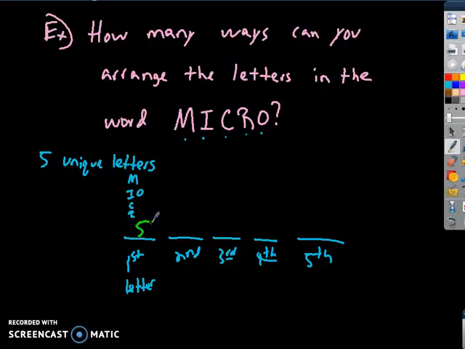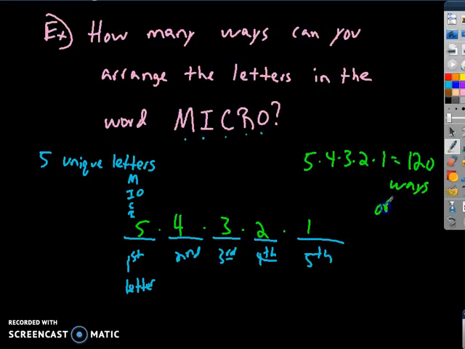After we actually use that letter, we don't have any more options. So we've got 4 options there. After you use that letter it can't be used again. So now we've got 3 options. And then 2, and then 1. So essentially what this is, is 5 times 4 times 3 times 2 times 1, which is 20 times 3 is 60 times 2 is 120 ways of arranging micro. All right, that's 120 ways.